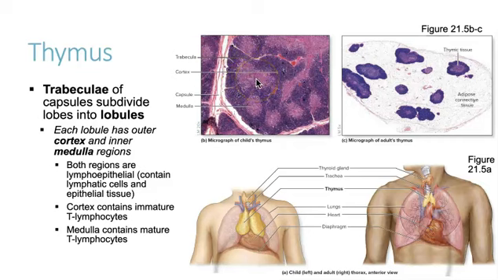Now both of these regions are going to be lymphoepithelial, meaning we'll have our lymphatic cells in there as well as some epithelial tissue. But it's our cortex that is going to contain the immature T cells, and the medulla will contain the mature T cells. So you can think medulla starts with M, and this is where the mature T cells are. Notice how in the adult view of the thymus, we see a lot more of the adipose tissue and very few lobules.